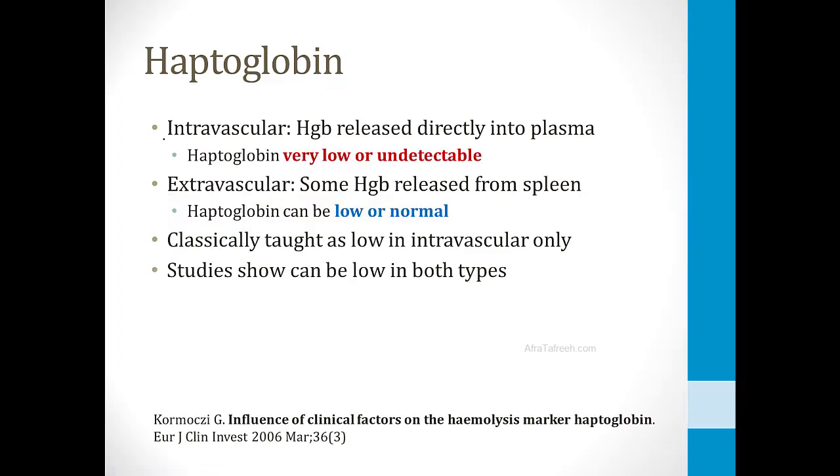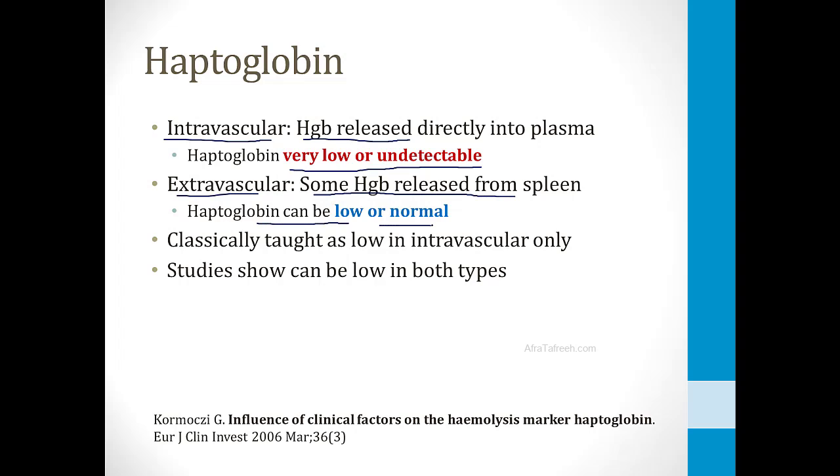hemoglobin. When there is intravascular hemolysis, hemoglobin is released directly into the plasma. This can result in a haptoglobin level that is very low or undetectable. When there's extravascular hemolysis in the spleen, some hemoglobin may still be released from the spleen, so the haptoglobin level can sometimes be mildly low or it may be normal.